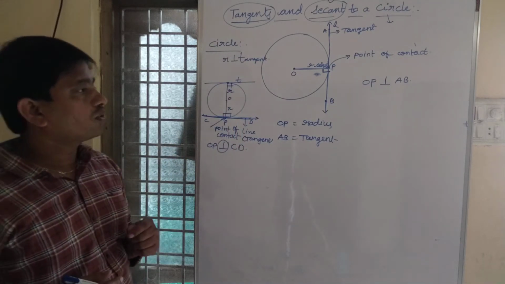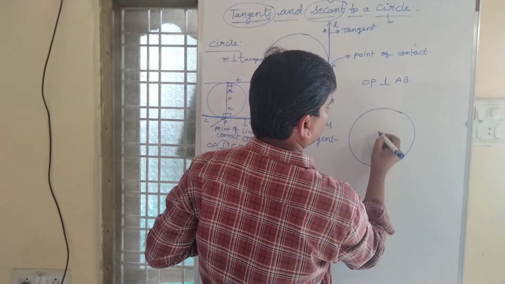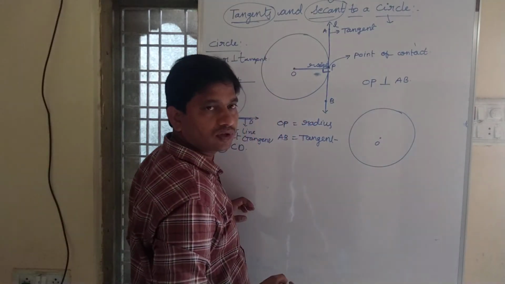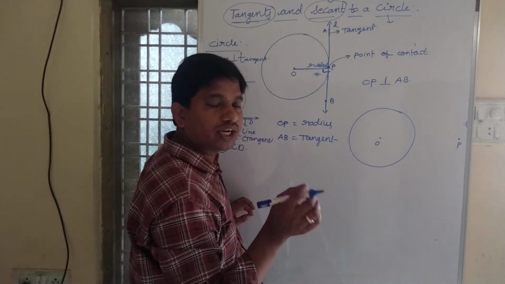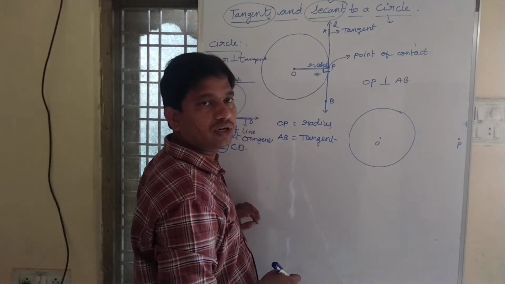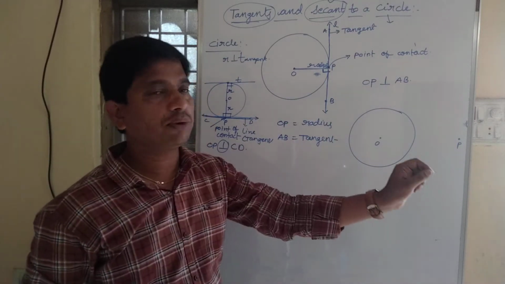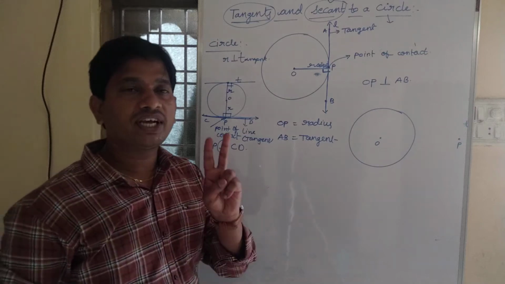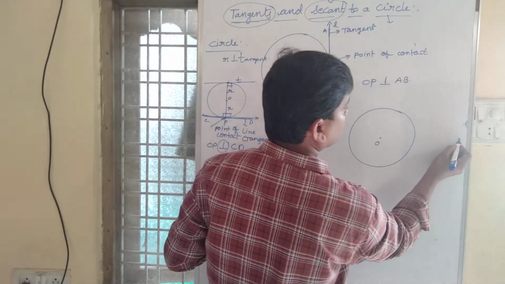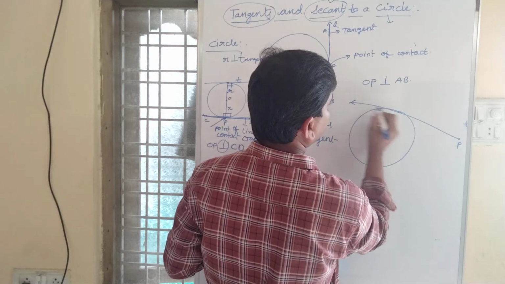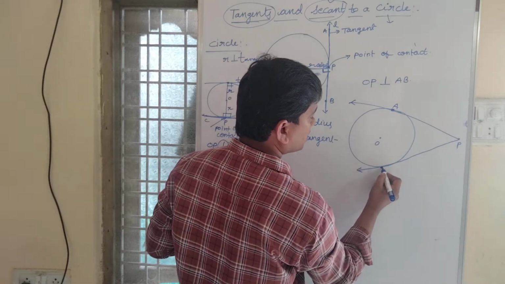Right? So now coming to this, this is our circle with center O, and this is our point P which is outside of the circle. Now my question is, how many tangents can be drawn to a circle from an external point? We can draw two tangents. See, if you observe, children, this is one tangent PA and this is another tangent PB.